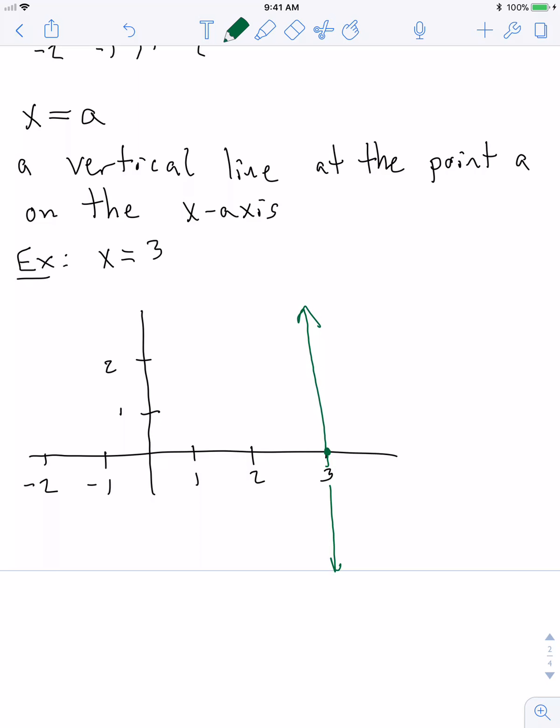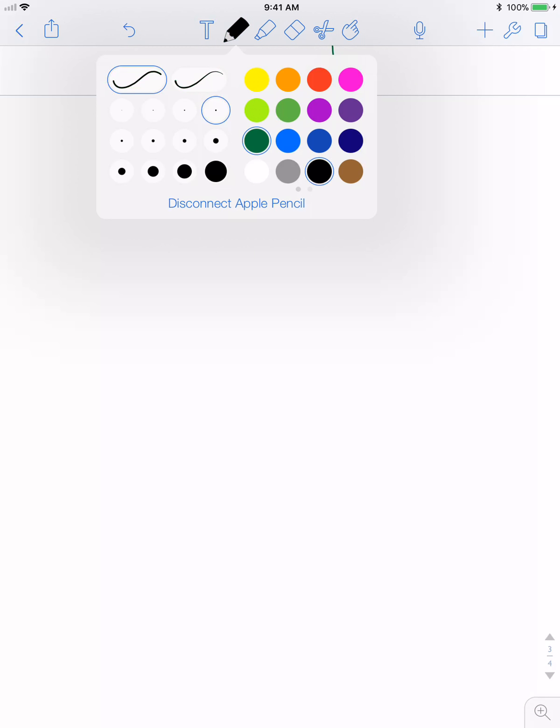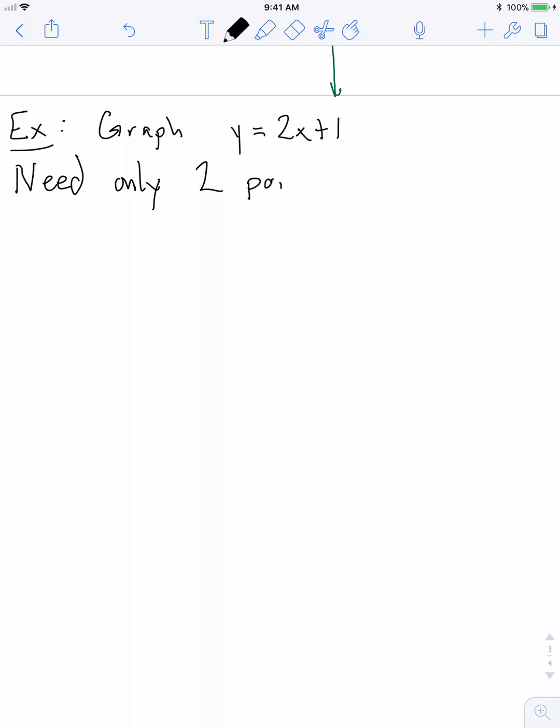And now that we've talked about horizontal and vertical lines, we're going to start talking about slanted lines. So before we get into the details of how we find all these things, why don't we start by just graphing a straight line with the techniques we learned in section 1.2. And we'll graph y is equal to 2x plus 1. Now, one of the reasons we like linear equations is to get a good picture of it, we only need 2 points.